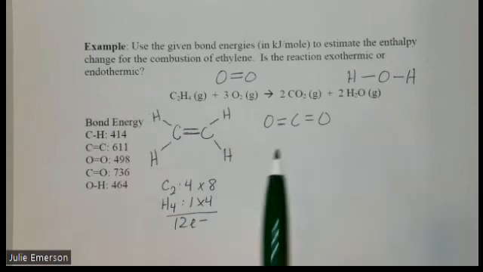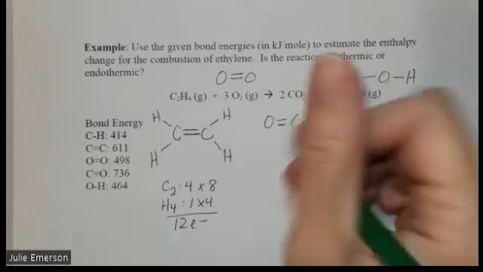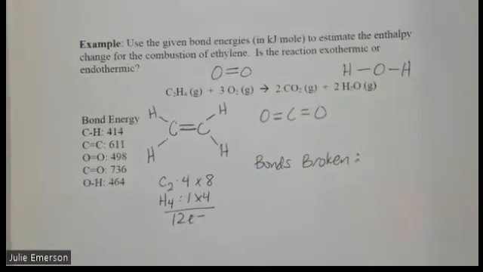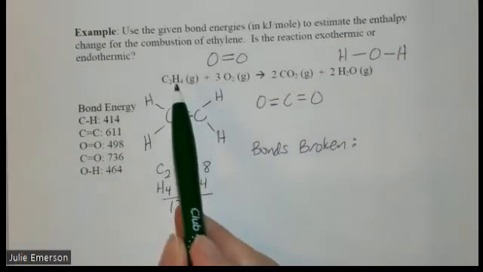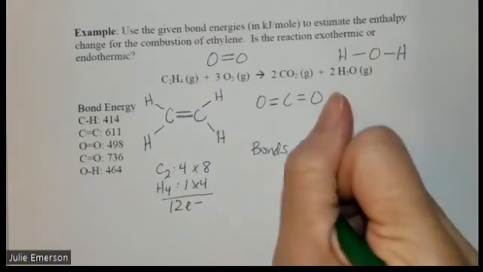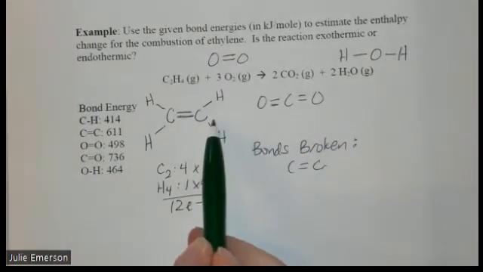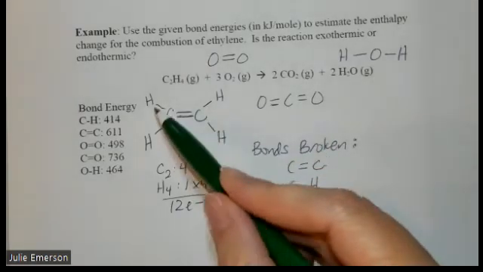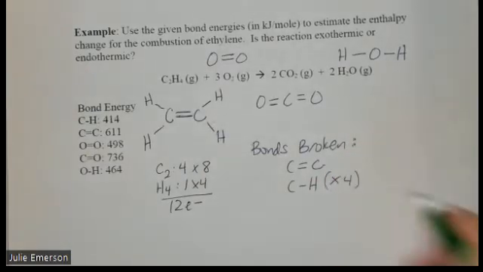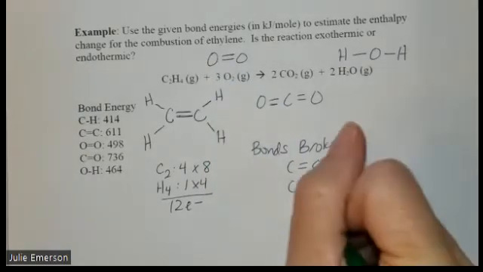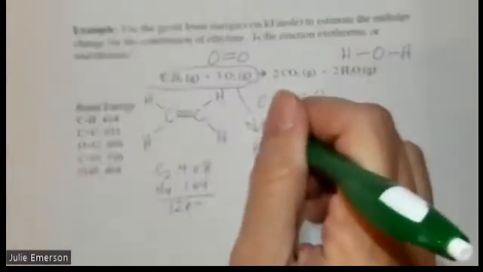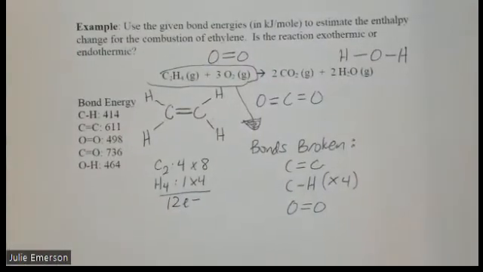So when I do this delta H, this thermochemical equation, what I want to look at first is what bonds do I have to break? First thing, we've got to break up this carbon-carbon double bond. Then I'm going to have to break up the carbon-hydrogen single bonds, and I've got to do that 1, 2, 3, 4 times, so times 4. Then I have to do the oxygen double bond. All of this has to be broken. That's what I'm showing here: everything on the reactant side, I have to break up.